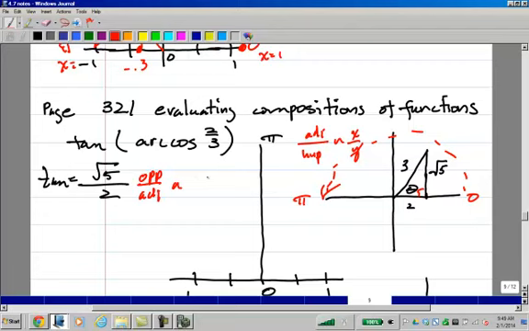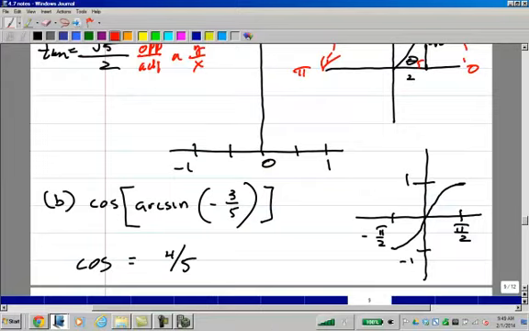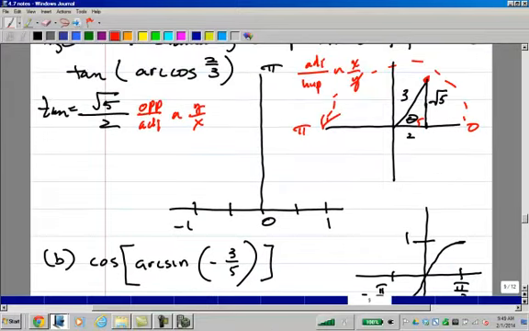Okay, or y over x coordinates. Okay, this point right here. Okay, and that's going to be root 5 over 2, and that's that. Okay. So that was example A, I guess, whatever.